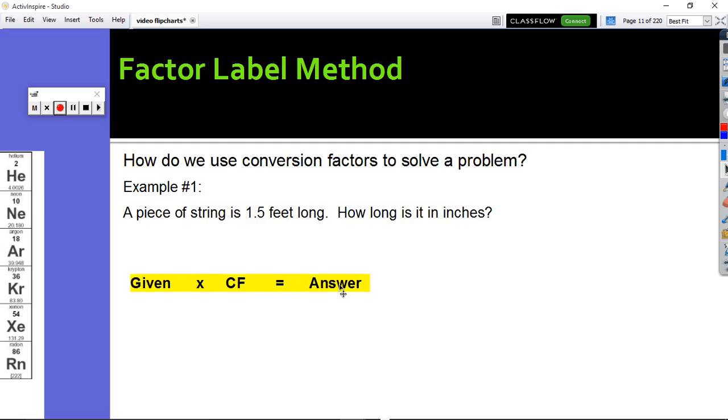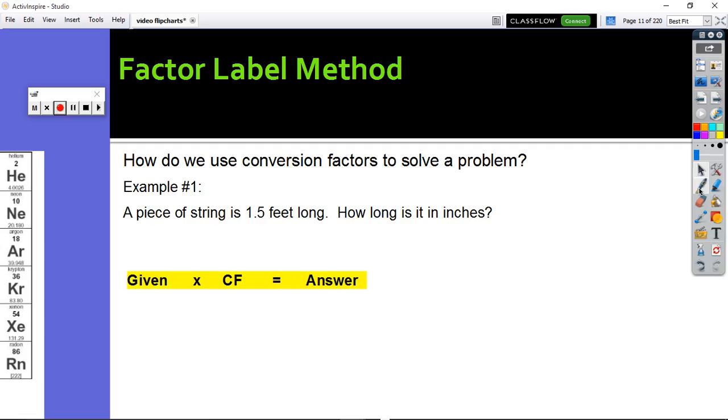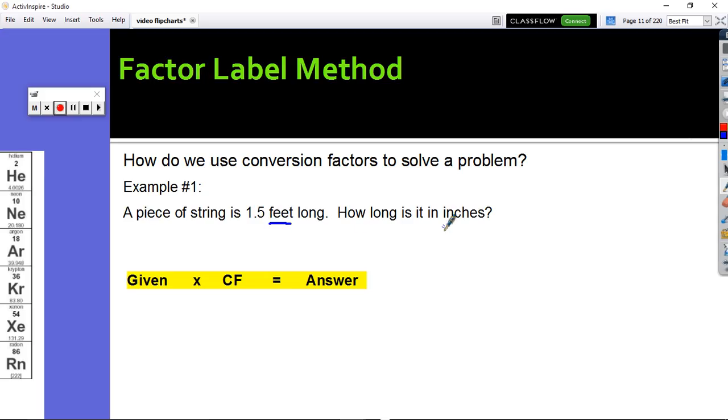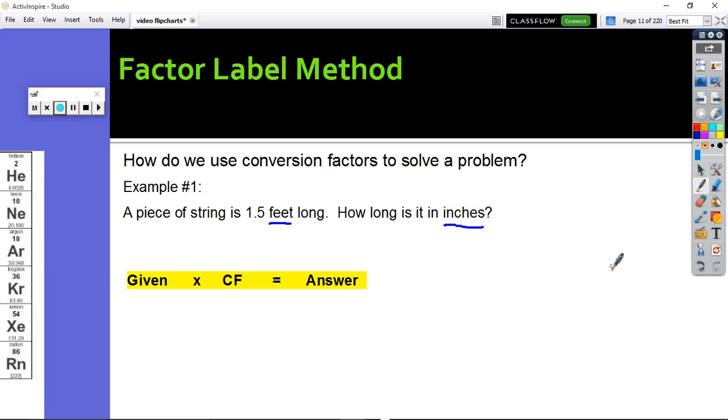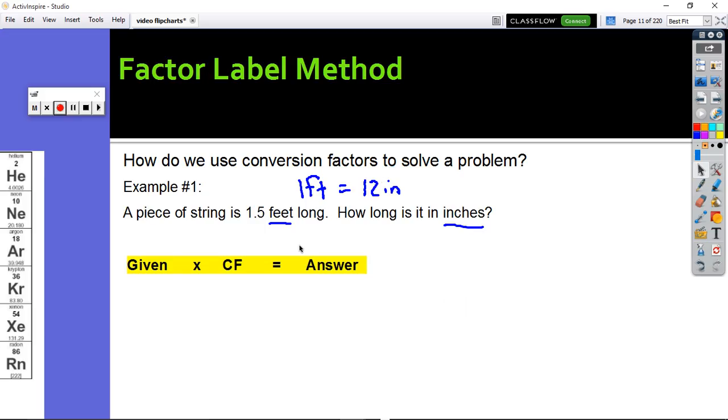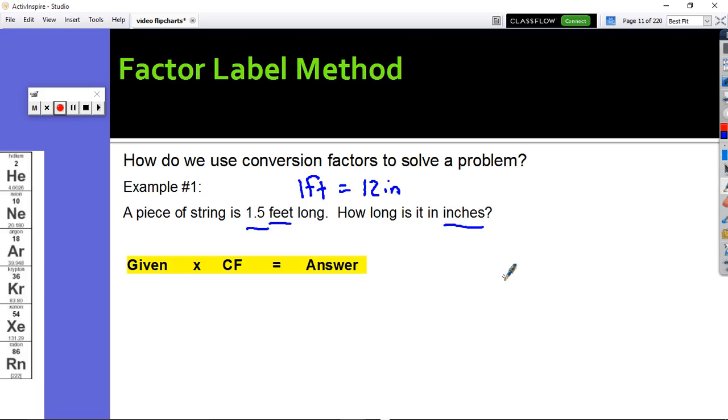So what's our conversion factor going to be? Well, we want to find the relationship between feet and inches. And you may remember that 1 foot, so 1 FT is the abbreviation for foot, is equal to 12 inches. Since they are the same thing, they mean the same amount, that's your conversion factor. So let's get started with using it. We need to start with a given. The given is the number they give you in the problem. So in this case, 1.5.